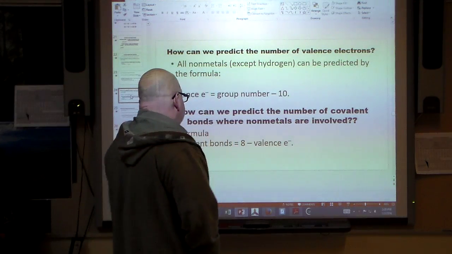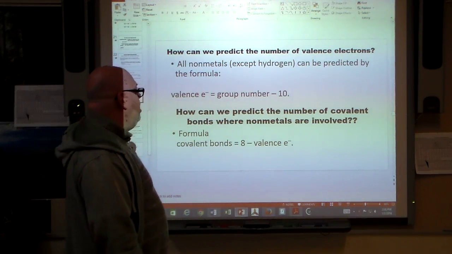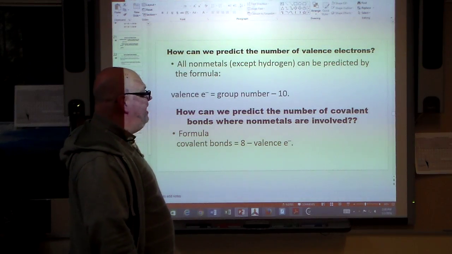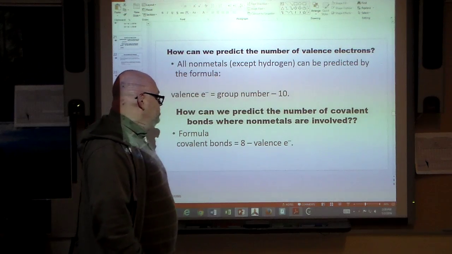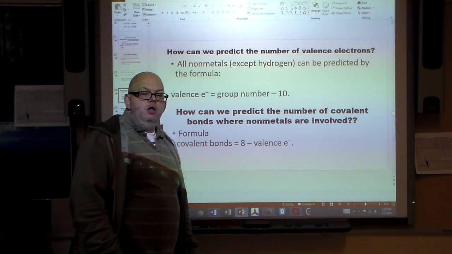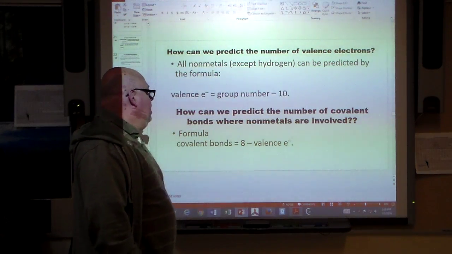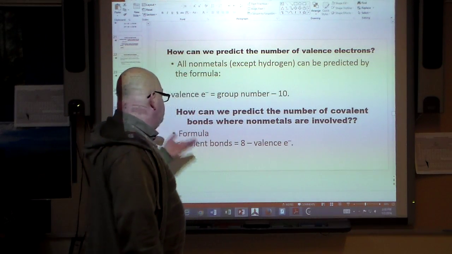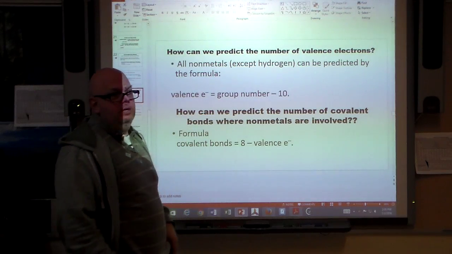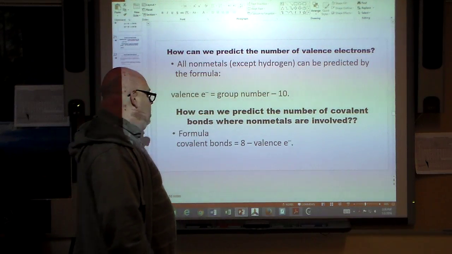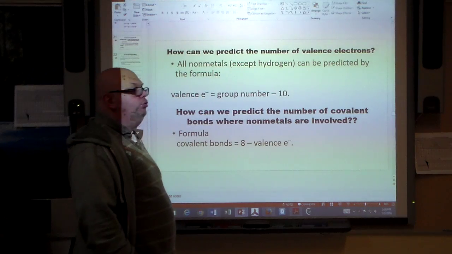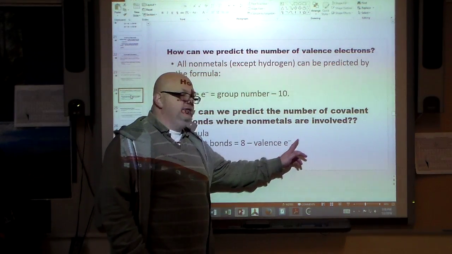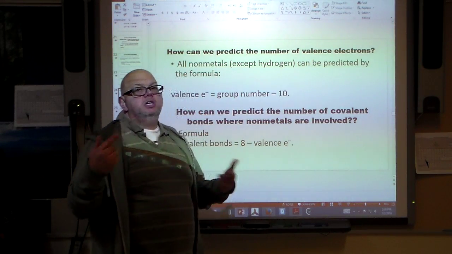So, how can we predict the number of covalent bonds where nonmetals are involved? Formula, covalent bonds is equal to 8 minus valence electrons. If we look at chlorine, chlorine has 7 valence electrons, so 8 minus 7 equals 1. So it can have 1 covalent bond, which would make sense. If you look at oxygen with 6 valence electrons, 8 minus 6 equals 2. So oxygen can connect with 2.